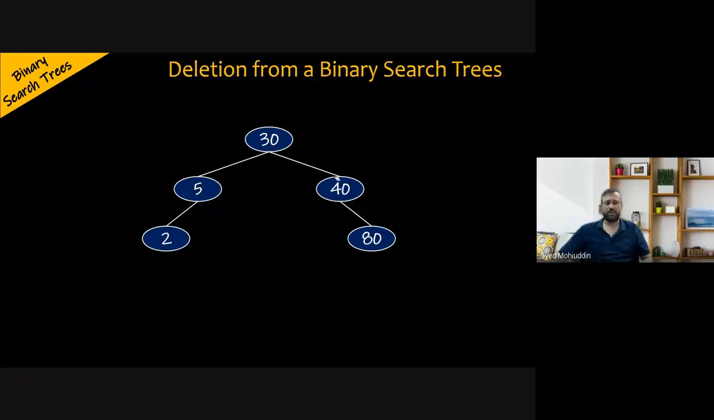Both the left and the right subtree. So the first case was deleting the leaf nodes, where there are no children of the node which we are deleting. The second case was deleting a node where we have a left child or a right child, or a left subtree or a right subtree. And the third case is deleting a node which has both left as well as right subtree, or both left as well as right child. And this is the most complicated case or scenario.